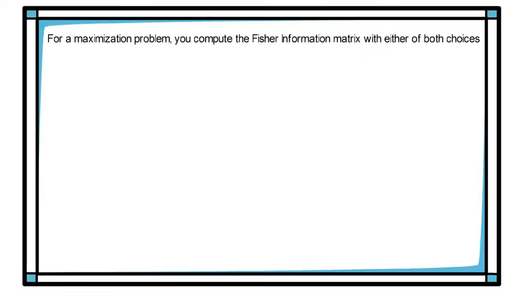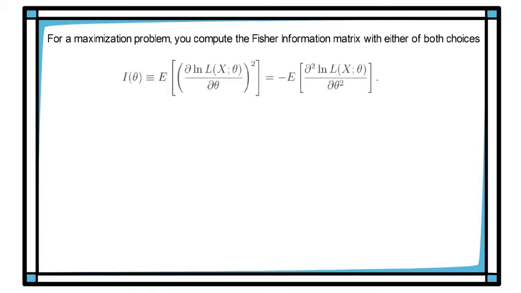I'm going to show that for a maximization problem, you compute the Fisher information matrix either by using the expectation of the Jacobian of the log likelihood function to the power of 2, or as minus the expectation of the Hessian of the log likelihood function. Now let's show that the last equality sign holds.